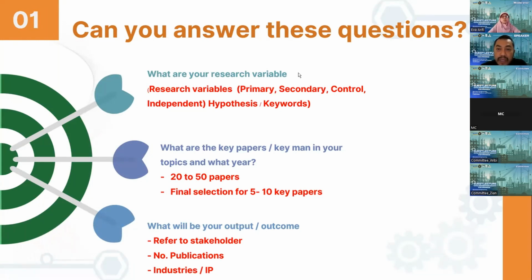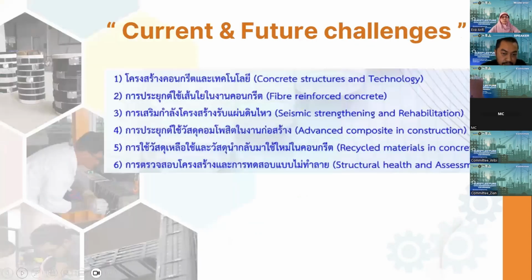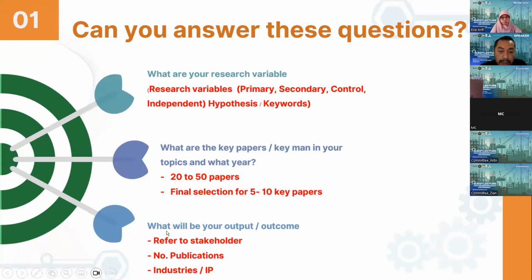Okay, and I would say that when you have the exam, you should be able to answer this right away, meaning you need to prepare in advance. Come back to the last one, what will be your output and outcome? It doesn't mean you have to have everything of this. You could have only one. For example, one publication, fine.